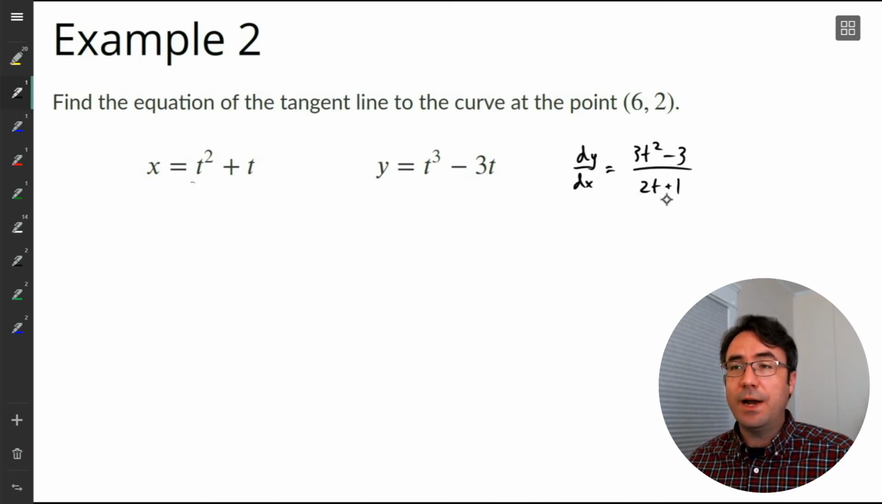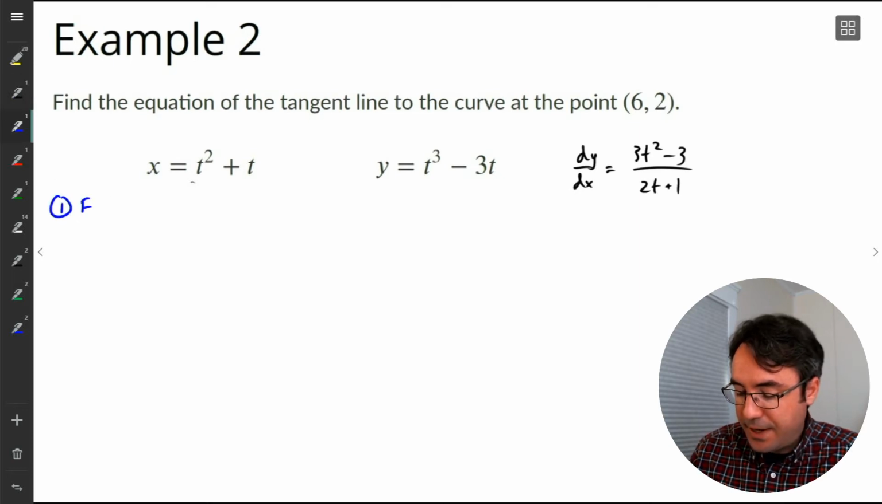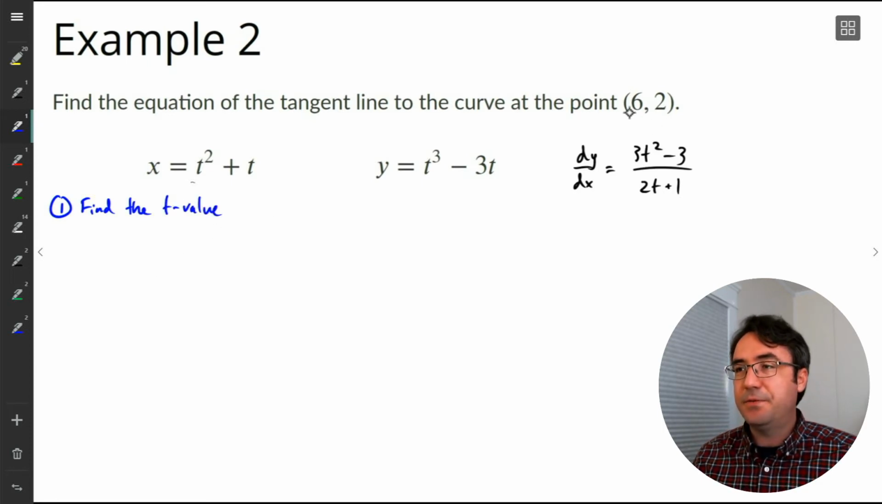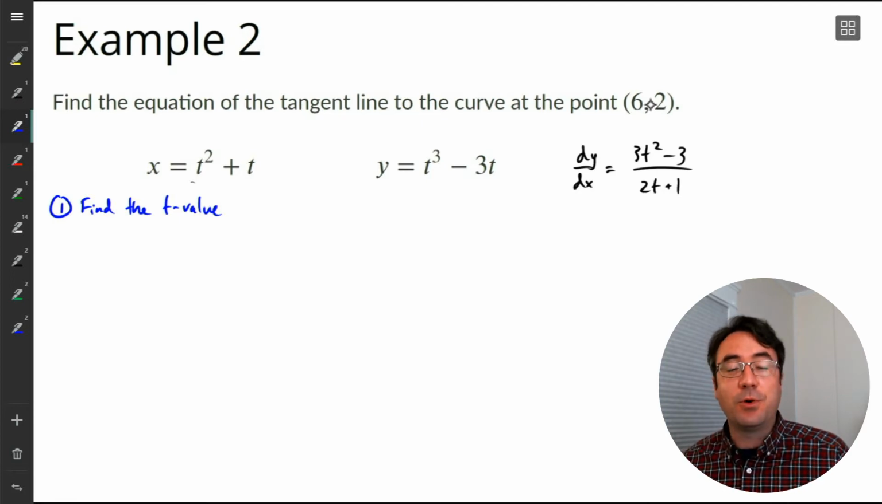And what we want to do is figure out, okay, what time do we actually go through this point? These equations are expressed in terms of t. So that's what we need to do first. We need to find the t value. We know we're going to go through this point. What time do we actually go through it?